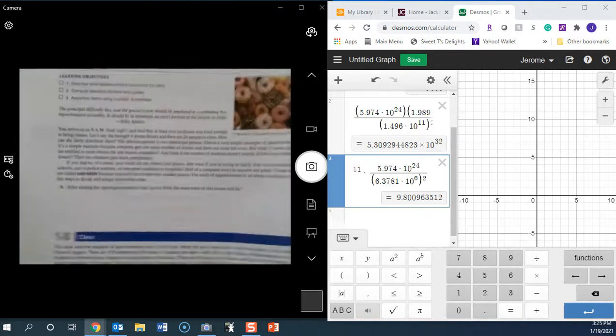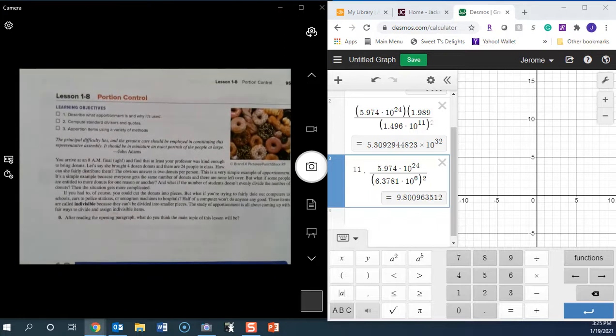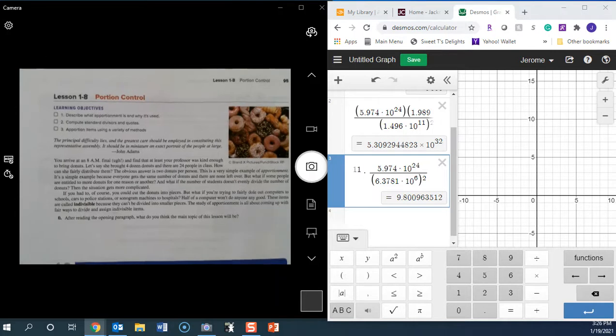1-8 starts on page 95. 1-8 is called apportionment. Now, our objective is to describe what apportionment is and why it's used, compute standard divisors and quotas, and apportion items using a variety of methods.